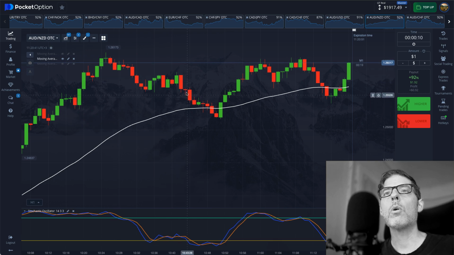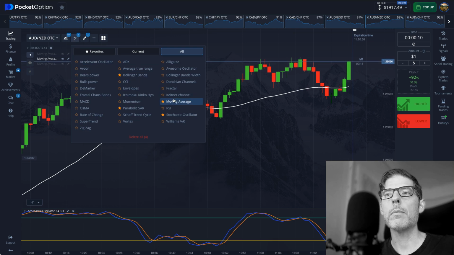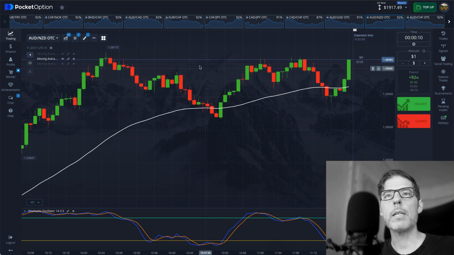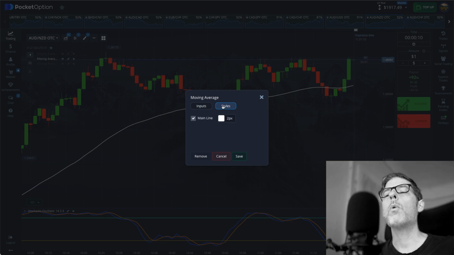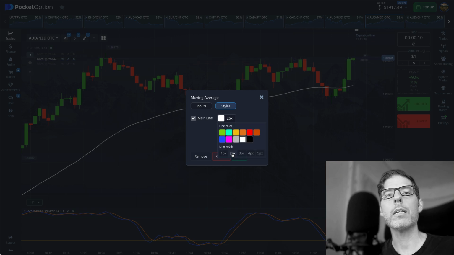Okay. So let's make sure that we have our charts set up correctly. Over here on the indicators panel, just make sure to select moving average and the stochastic oscillator right here. Now for the settings on the moving average, that's going to be 50 for the period, and the moving average is going to be EMA, so that's the exponential moving average. Now for the styles, what I've done is I've changed this to white, and that's going to be a 2-pixel line width, just so it makes it a little bit easier to see. Let's go ahead and click on save.